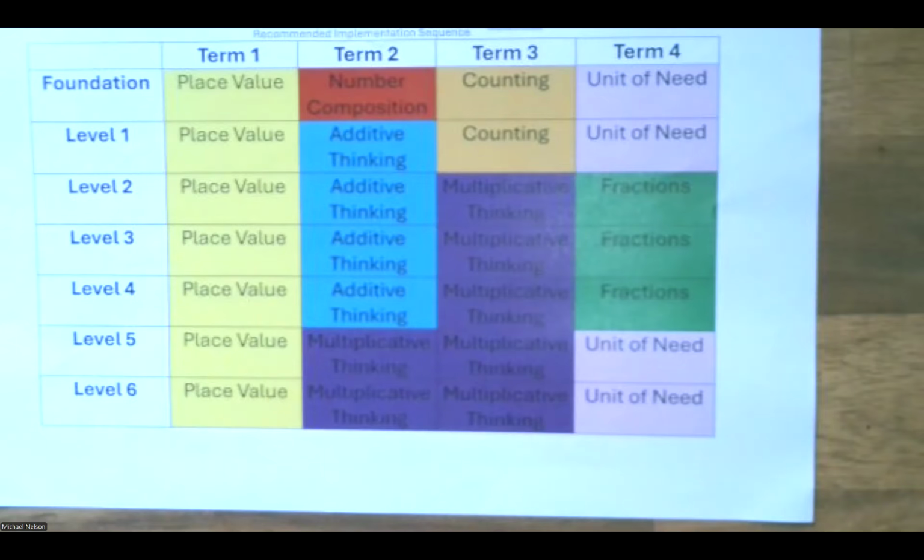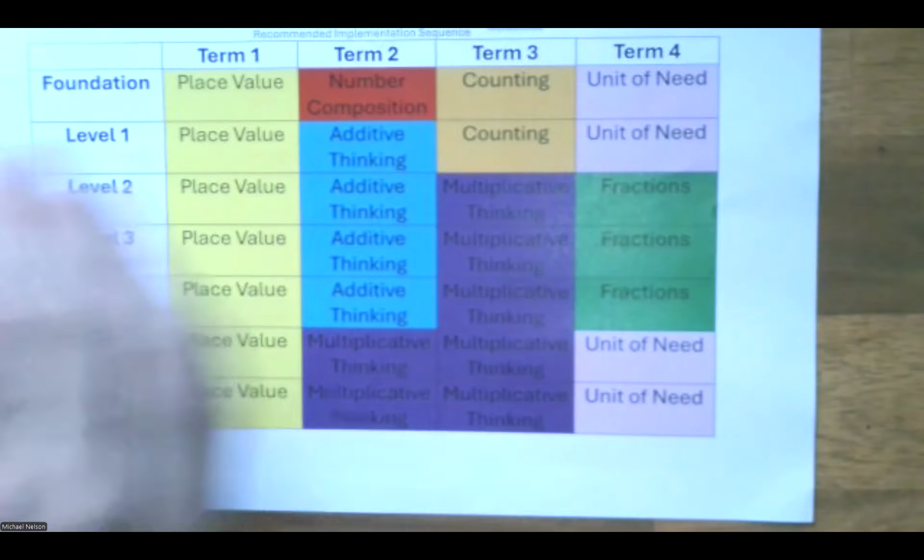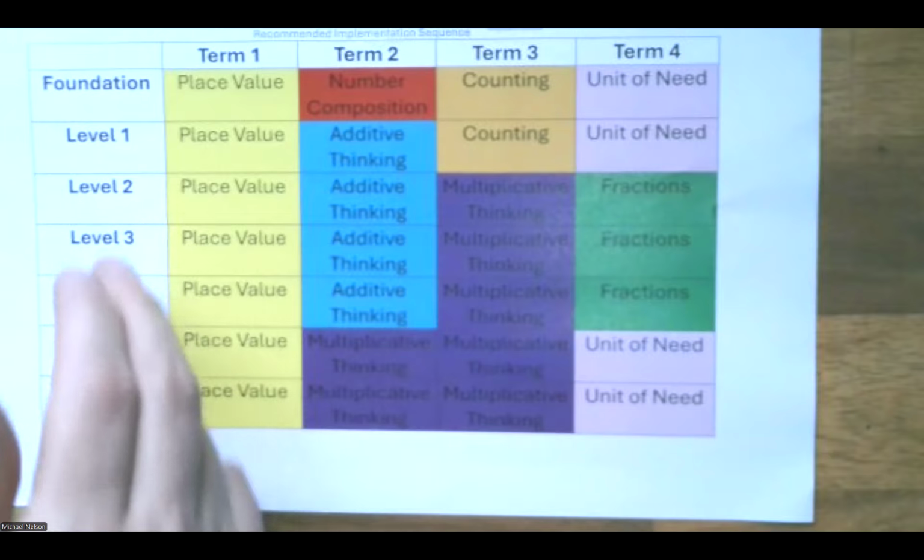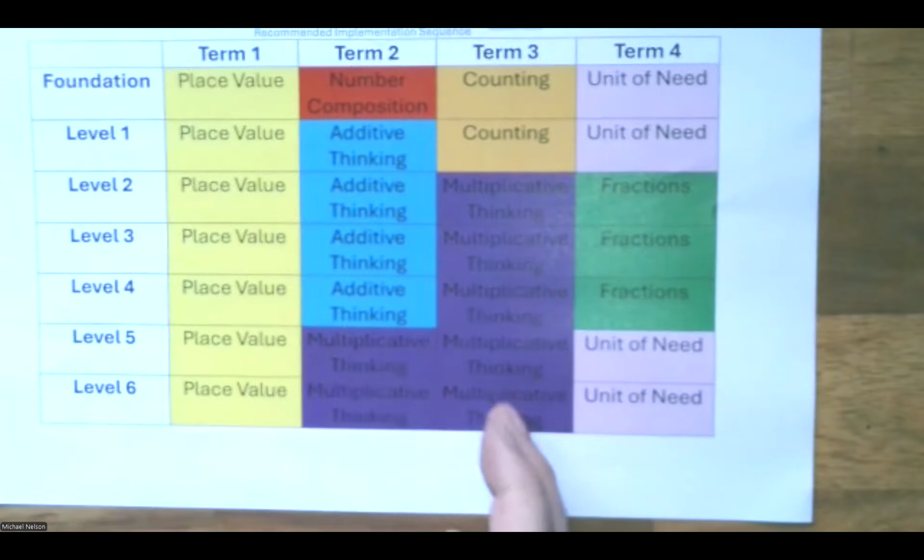instead of classes. So if you don't want it for your F-2s, you maybe only want it for 3 to 6s, but you only want multiplicative thinking, then we can look at how we can structure that. So yes, it's a paid resource, but we don't want kids missing out just because schools can't afford it.